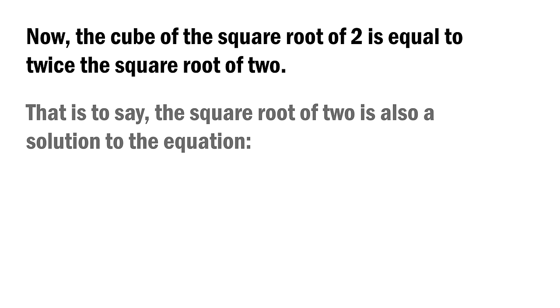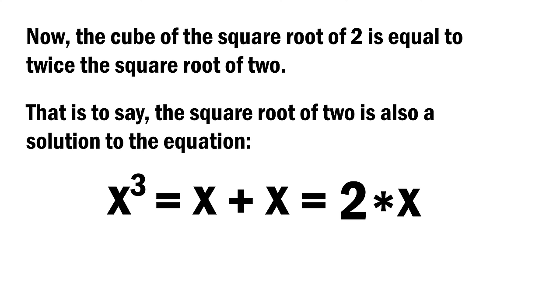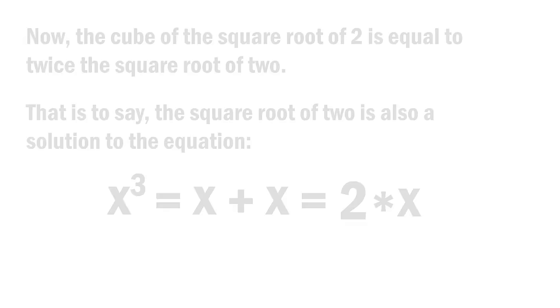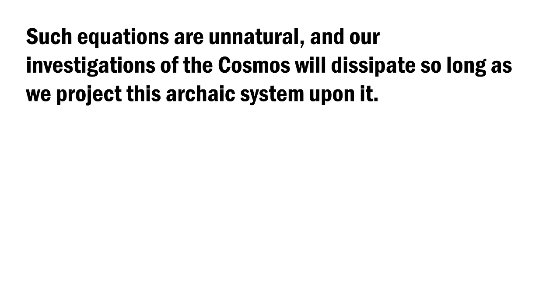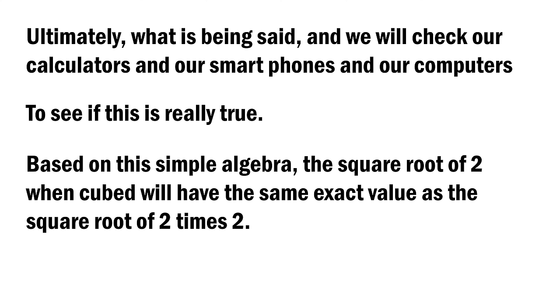That is to say, the square root of 2 is also a solution to the equation x cubed is equal to x plus x, which is equal to 2 times x. Such equations are unnatural, and our investigations of the cosmos will dissipate so long as we project this archaic system upon it. Ultimately, what is being said, and we will check it with our calculators and our smartphones and our computers in just a moment, just to see if this is really true. Based on this simple algebra, the square root of 2, when cubed, will have the same exact value as the square root of 2 times 2.